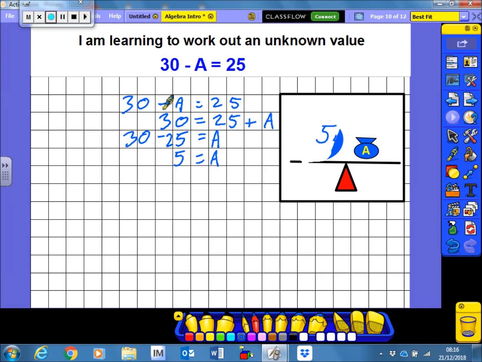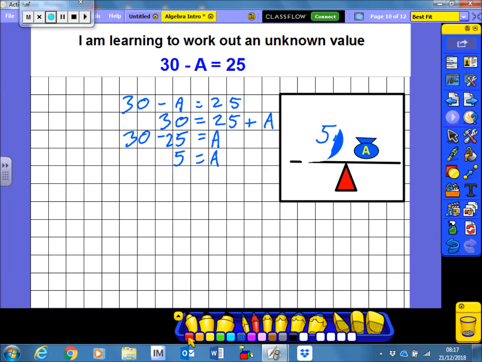We did that by adding A onto both sides. So then we ended up with 30 equals 25 plus A. And then we treated it as a normal algebra sum where we got the numbers on one side and the letters on the other side, and then resolved it so that we got our final answer. So the process is fairly simple. It's just the concept of having to add on an A.